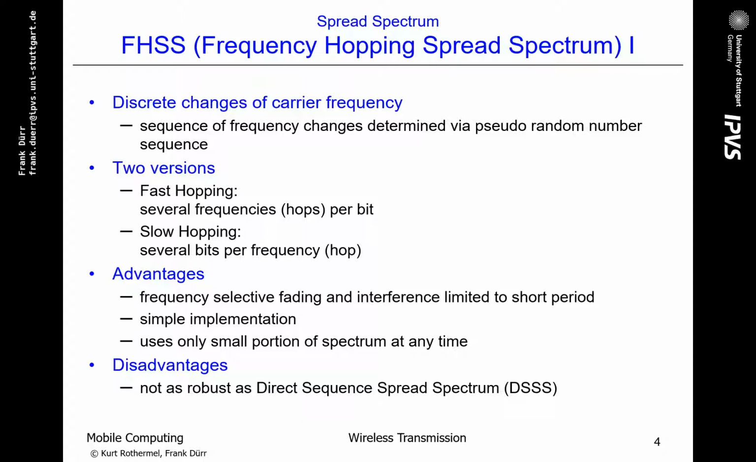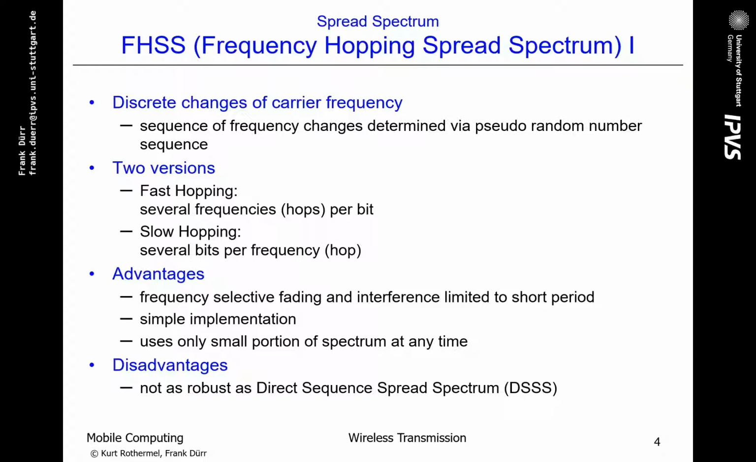Okay, different senders can use different sequences. So hopefully they will not collide so often. Okay, so that's the idea of frequency hopping. Having said that, there are two versions of frequency hopping, one called fast hopping and the other one called slow hopping. So with fast hopping, you have several hops per bit. That means if you want to transmit one bit as a sender, you make at least one hop to another frequency during transmission of that bit.